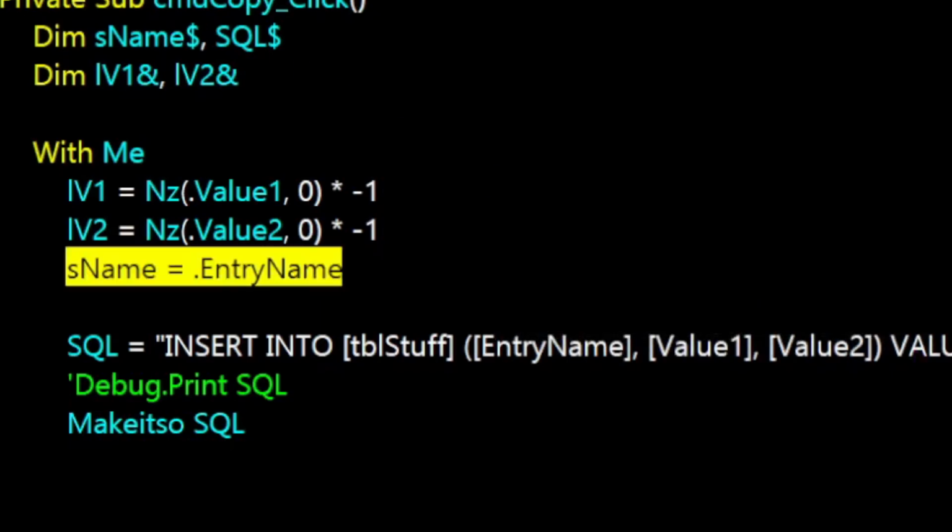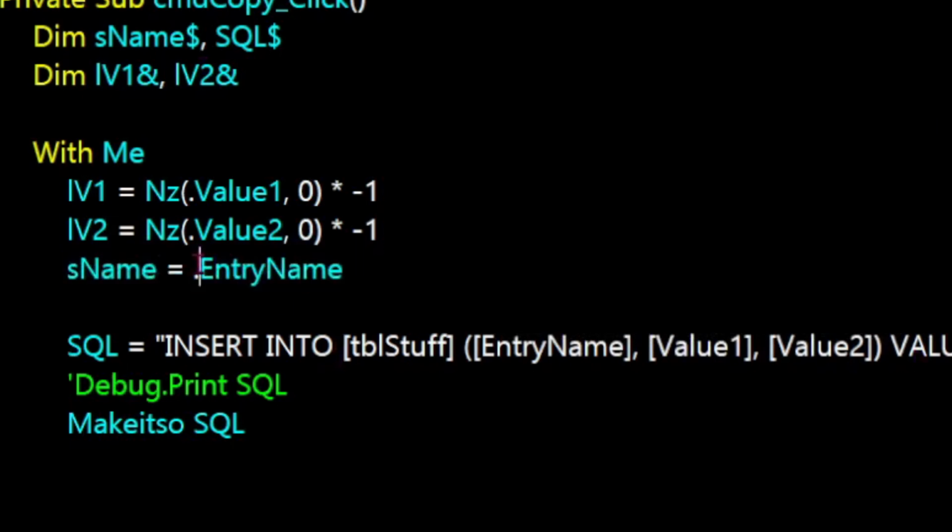Invalid use of null. Okay, so notice, remember null gets us. This is a string. A null cannot be a string. A null is null. A null is unknown. So what you have to do is Nz, entry name.